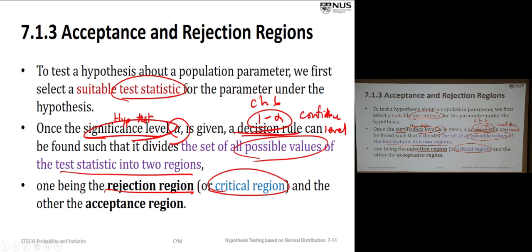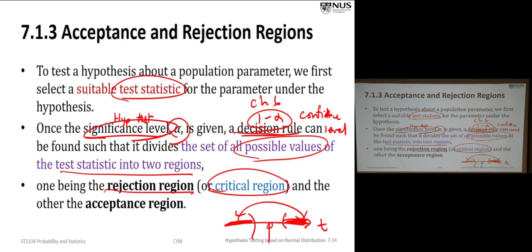Okay, I say two regions, but basically the region may be disconnected. All right. So I may have, okay, this is the test statistic. So this may be my rejection regions. These two parts together are my rejection regions, and this one is my acceptance region.